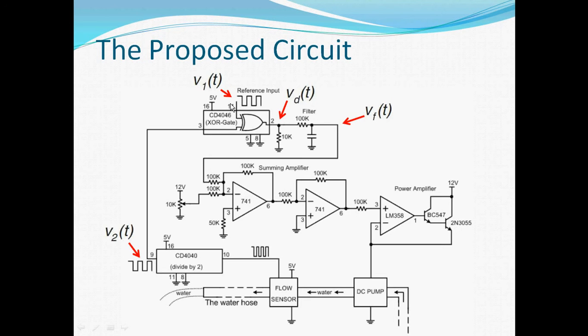The reference signal V1 from the generator is connected to one of the two inputs of the phase detector on the CMOS 4046 chip. The phase detector is a simple exclusive OR logic gate. The output VD of the phase detector is filtered by a low-pass filter. Here, the loop filter is a simple passive RC filter.